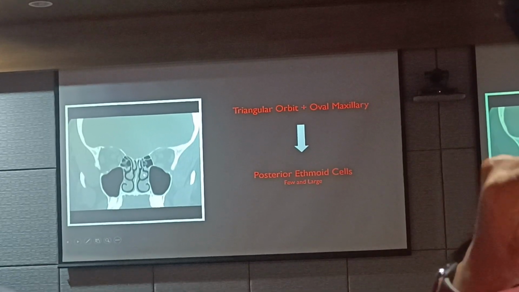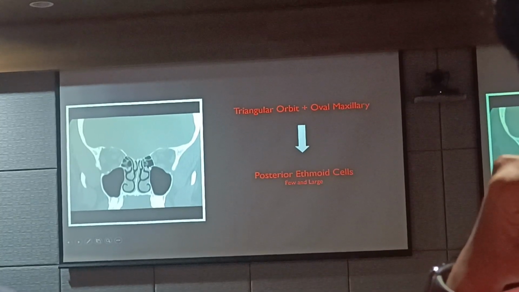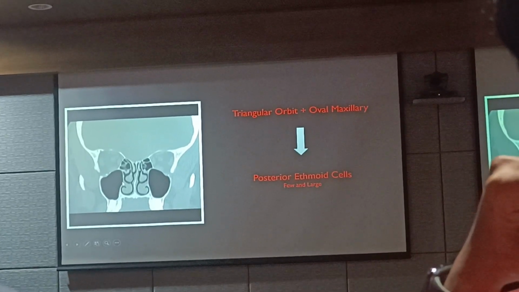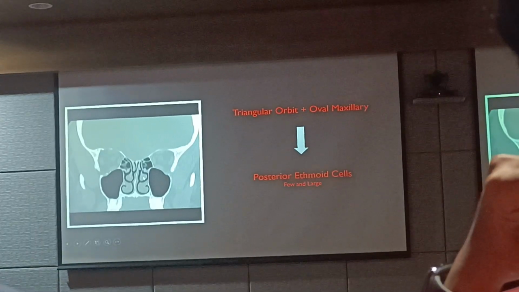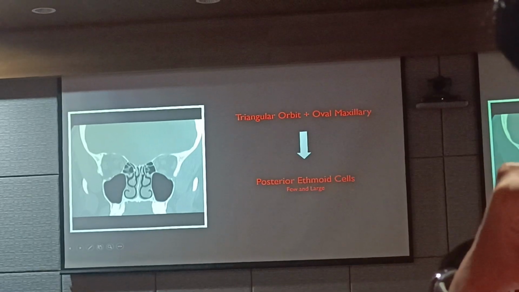Here you see this is the middle turbinate over here. Coming here, and sorry, this was the inferior turbinate. I made a mistake there. Sorry, this is the middle turbinate here. You see it coming here. It will just go back there, and these are the posterior ethmoidal cells over here still.